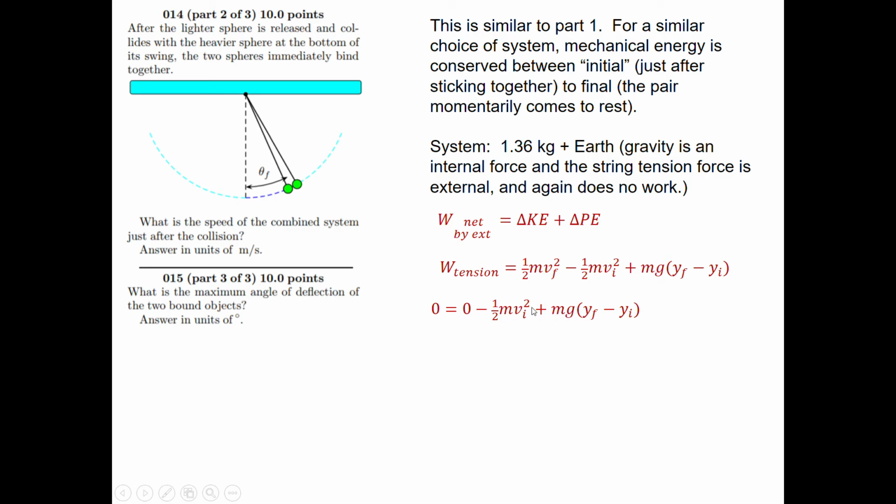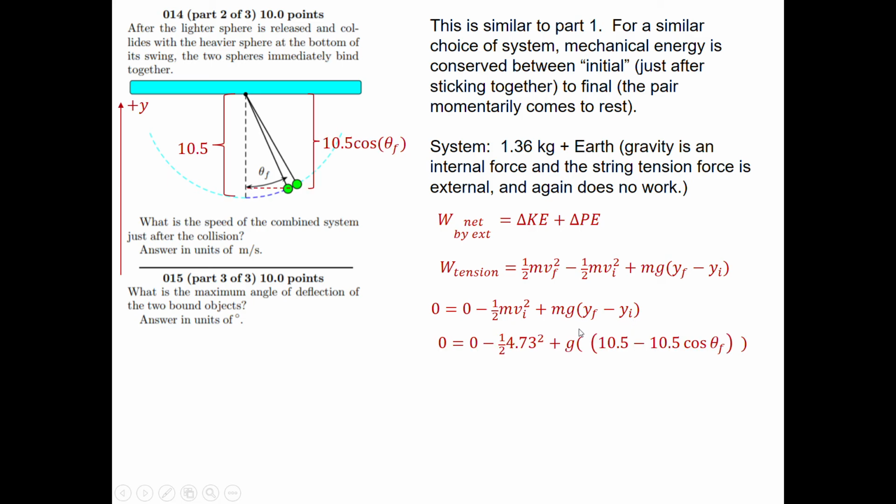And we can figure out then, if we wanted to, after canceling the m's, given that we know what v initial is, our initial speed here is the same as the final speed from the previous part. So we know everything except y final minus y initial. We could solve for y final minus y initial, but that's not what we're asked for. In this case, I'd rather express y final minus y initial in terms of theta and just solve for theta.